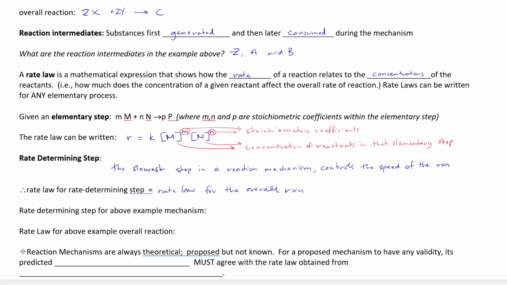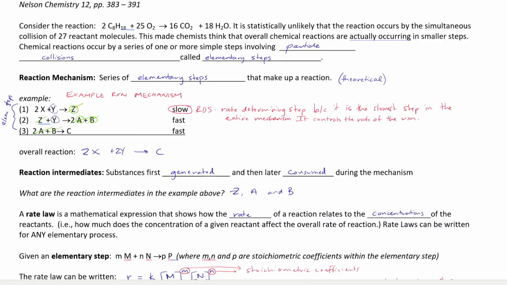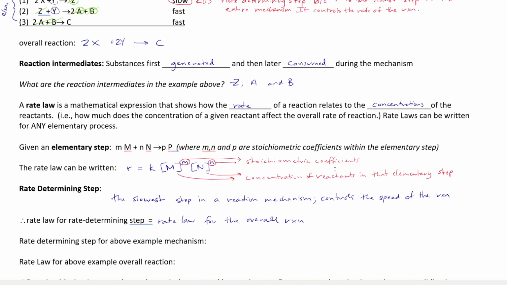So if we looked at the rate determining step in the above mechanism, let's go back to the above mechanism here, it was 2X plus Y goes to form Z. Okay, 2X plus Y goes to form Z. That was the slowest step in the reaction mechanism. Because that was an elementary step, I can write a rate law for that elementary step.